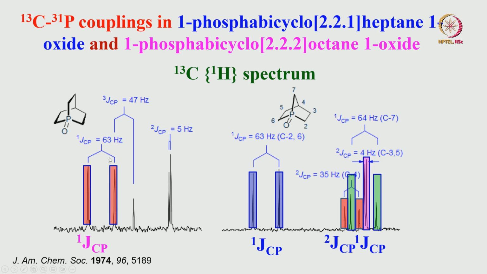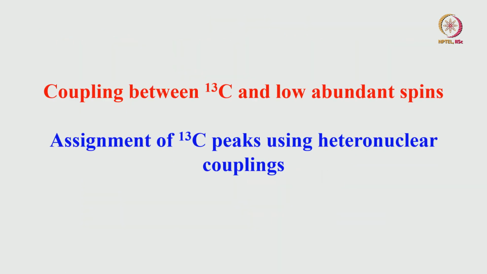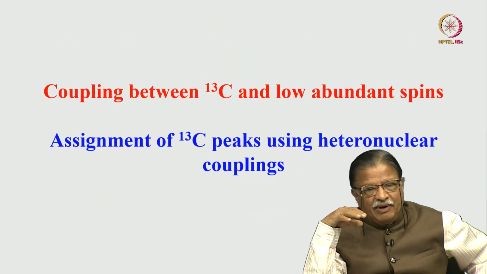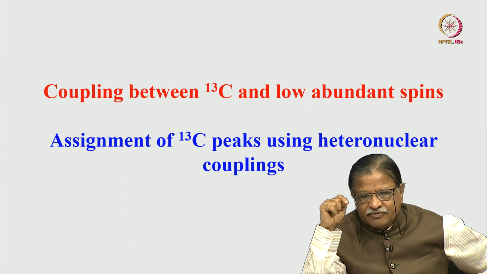Now coming to this molecule, again one bond coupling is of the similar order, 64 Hz, and then you can have another, 2 bond coupling, and 3 bond coupling is there. There are 3 different types: 1 bond coupling, 2 bond and then 3 bond coupling, everything we can easily measure. Okay, this is coupling of carbon with abundant spins, phosphorus and fluorine.